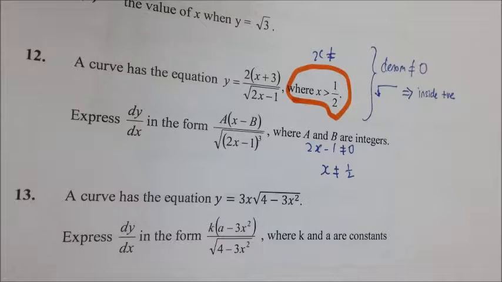If I put half inside, it's 0. But what if x is smaller than half? Then this number will be negative, and the square root of a negative number will be an error. So now do you understand why it must be more than half? I repeat, because my square root cannot be a negative number.